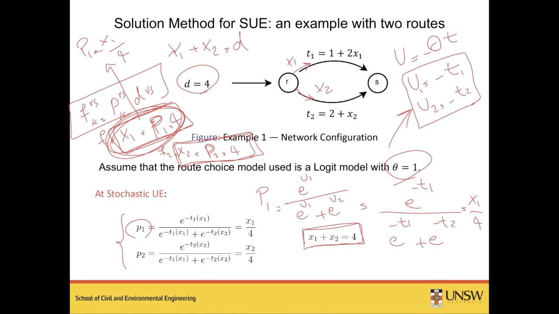So I can do that for p1. That's what I did here. And I can also do it for p2, easy. The denominator will remain the same. Only on the top, I need to replace exponential of minus t1 with exponential of minus t2.